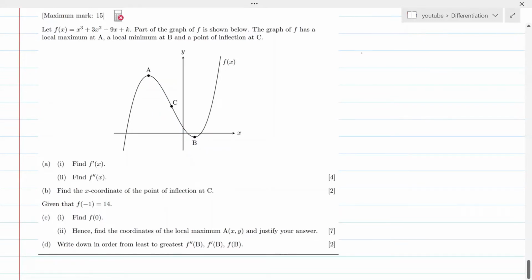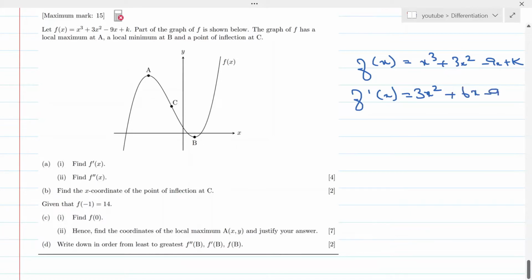So the function is given to us as f of x is equal to x cube plus 3x square minus 9x plus k. So f dash of this function, or the derivative of this function, for x cube would be 3x square. For 3x square would be plus 6x, and then 9x differentiation would be minus 9, and k is a constant, so it would be 0.